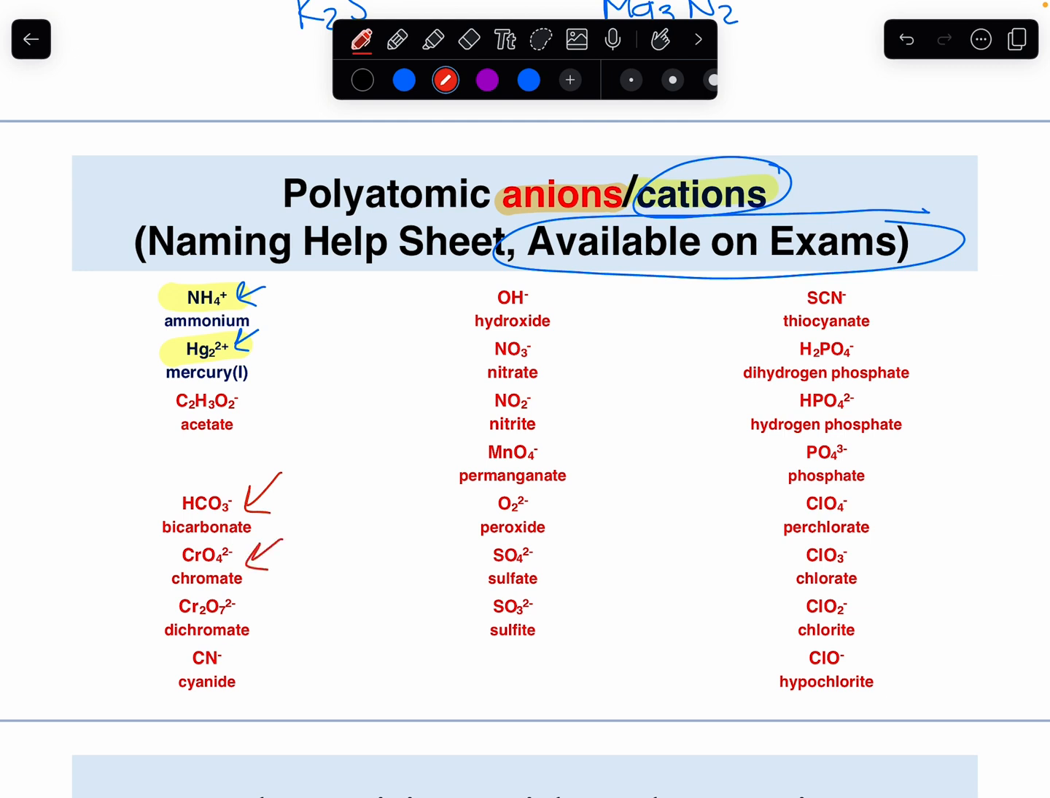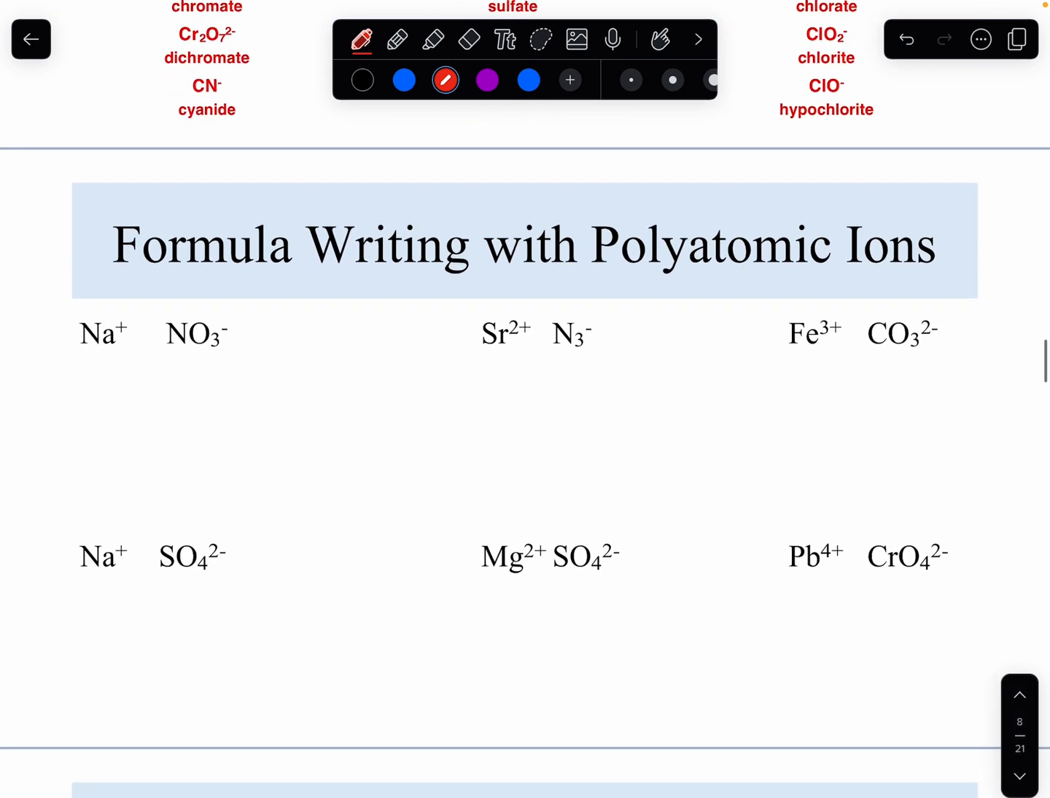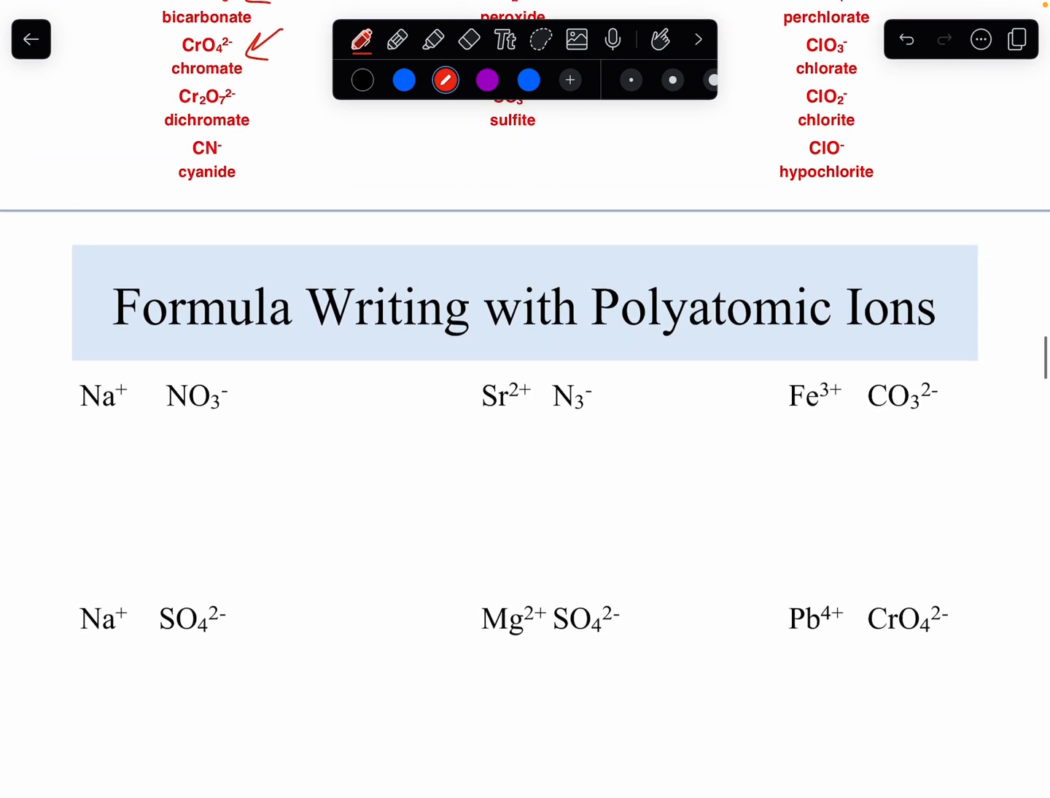What you should be doing with this is looking at the formula and looking at the names. You're going to be using both of those, so make sure you're familiar with them. All right, now we are going to write formulas with that list. We call everything on this list a polyatomic ion. Poly meaning multiple, atomic meaning atoms, and they're ions, okay, because they have a charge. So we are going to do the same thing.